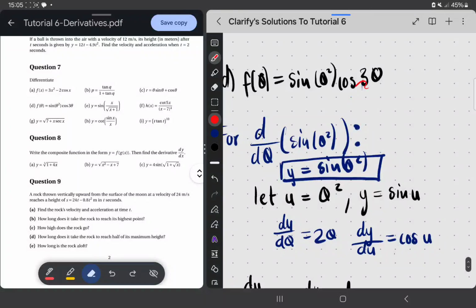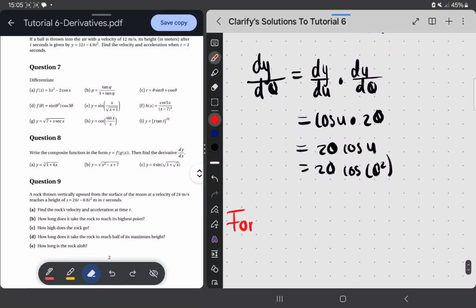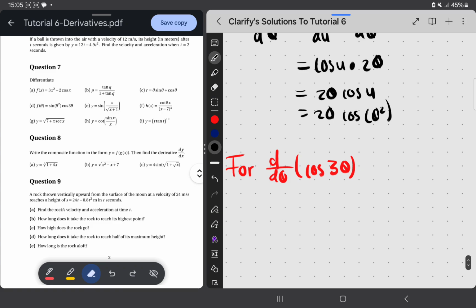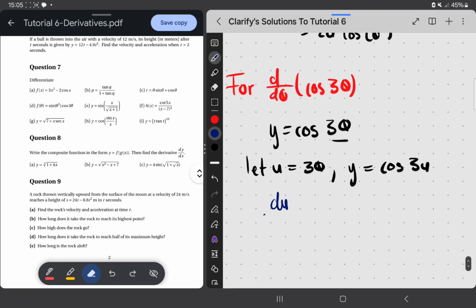Now we are doing the derivative of this part, cos 3 theta. I don't know why I'm even doing it the long way, because it just makes everything long. So for d theta of cos 3 theta, you can just say here y is equal to cos 3 theta. Now let u be the inside function, which is 3 theta, and y is now cos u. I don't want you to do this longer way. I'm going to show you the shorter way, but I'm just doing it so you see what we could have done if we had done it the long way.